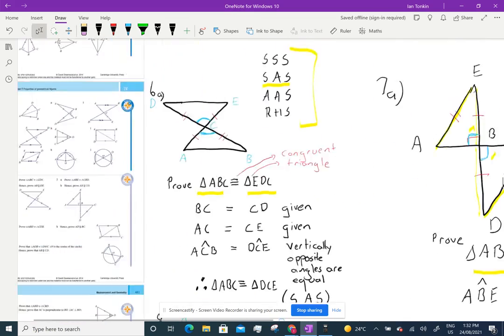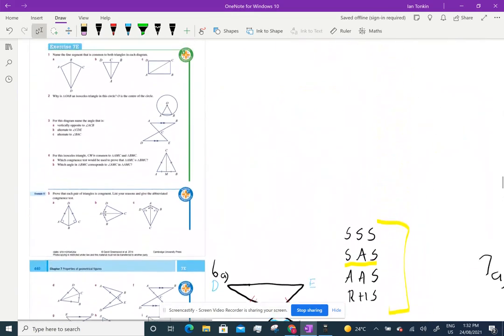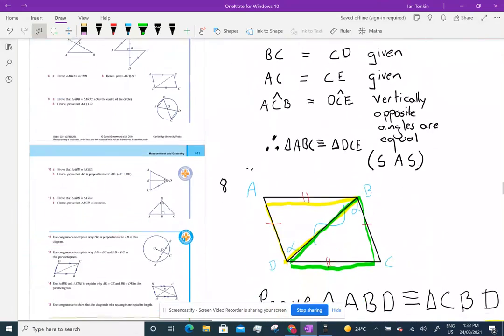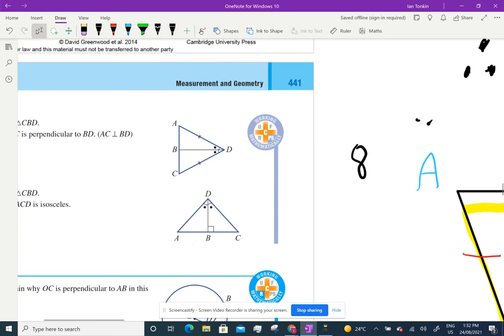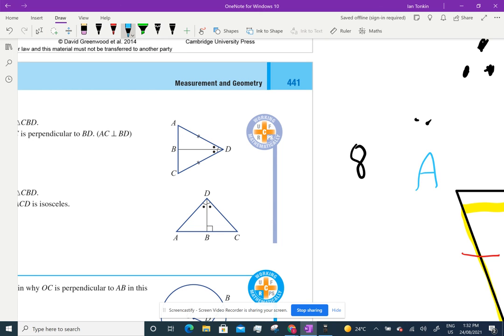Now, let's have a look at some of the other ones. Now, I'm not going to do them all, but questions 10 and 11, I might make a separate video. Prove that ABD is congruent to CBD. Well, let's have a look at this. How are you going to do it? So it's always a good thing to have a look at things. So this side and this side are equal. This angle and this angle are equal. And this angle is common. This side is common. So you've got side, angle, side. You've got the angle in between two sides. Bang, you can prove that.